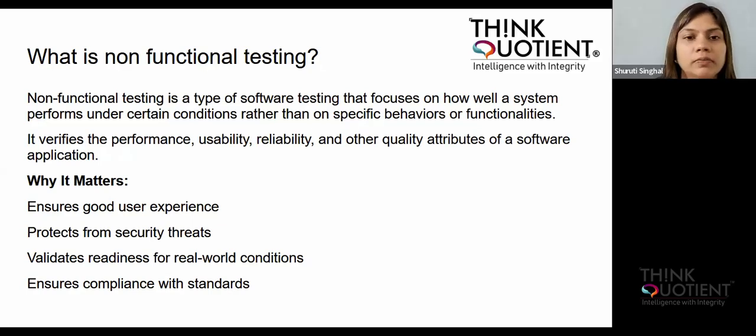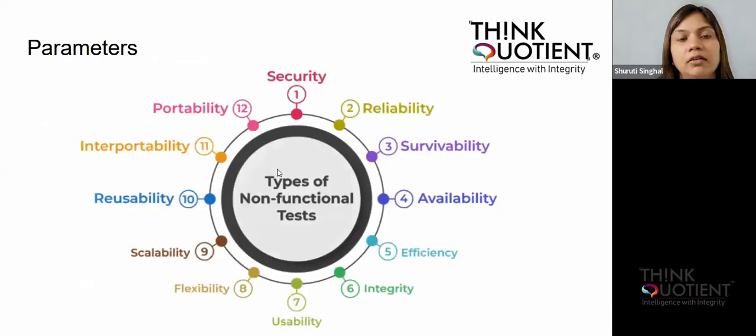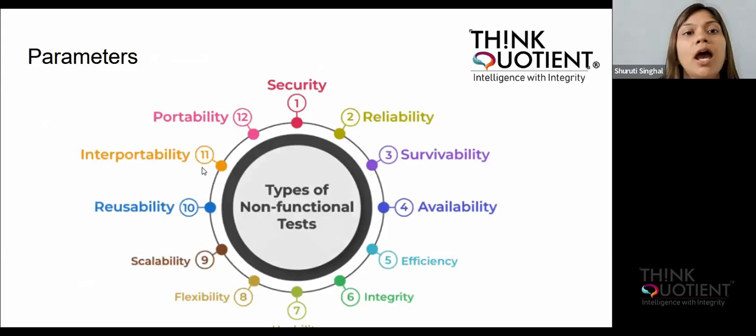So now guys, let us understand the parameters on which non-functional testing is performed, which includes security, reliability, survivability, availability, efficiency, integrity, usability, flexibility, scalability, reusability, interoperability, and portability. So let us discuss one by one what is the meaning of all these parameters.